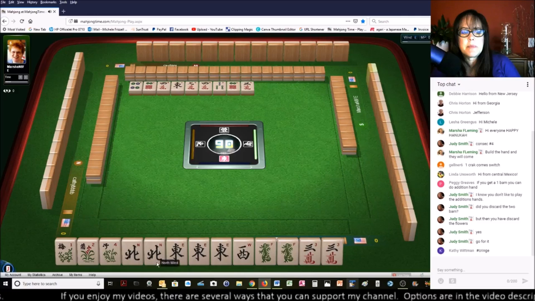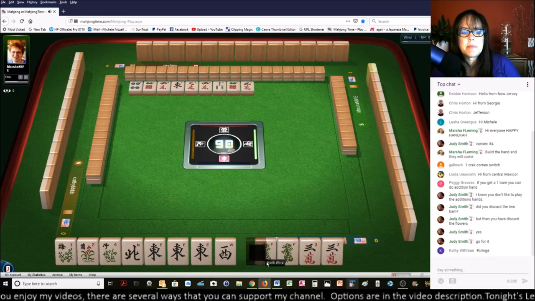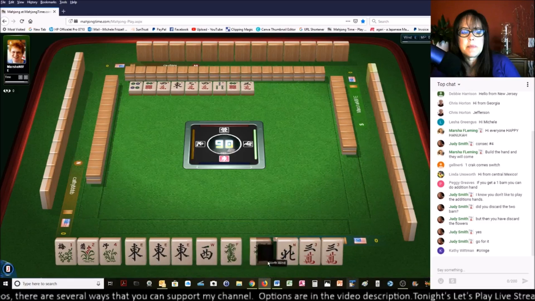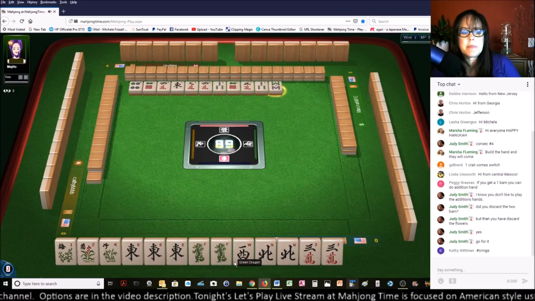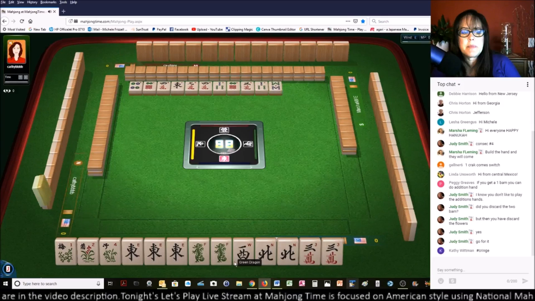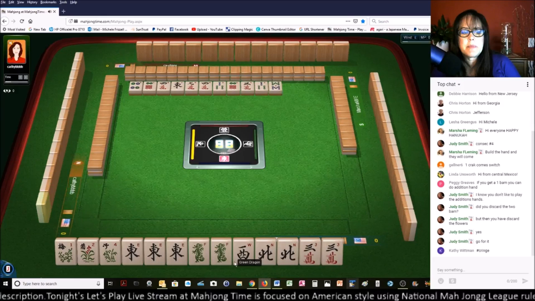3. East and west with greens. Second hand down. Nobody wanted that 3. 3 bamboos. Okay, so now we will need jokers to help us with the east. 3 bamboos. But we've got our pair. All we need at this point are jokers. East and west 8 with greens.